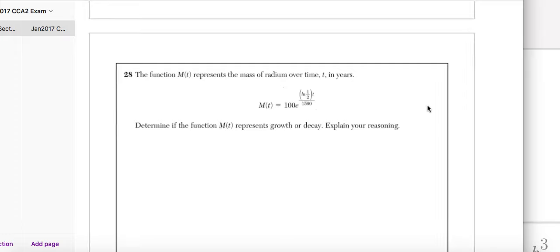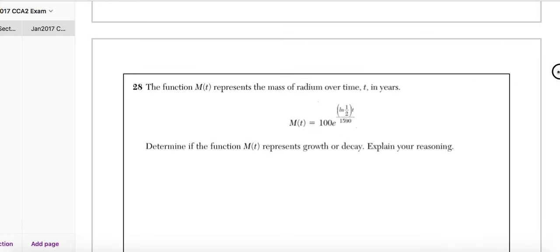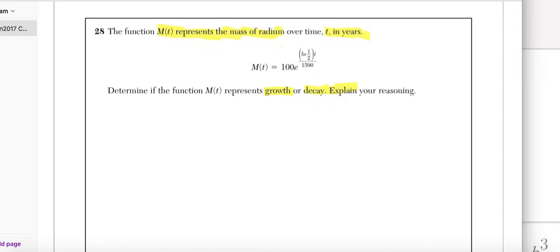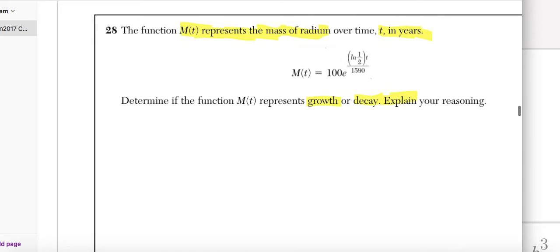The function m of t represents the mass of radium over time t in years. So m of t is the mass, they didn't say what units they're using, of the radium, and t is the time in years. So m of t is the mass after t years. Determine if the function m of t represents growth or decay, and explain your reasoning. Guys, this is not a hard thing to do. One of the things we could do is look at the form of the function. Honestly, using the calculator, see if it increases or decreases. But we see it's an exponential function.